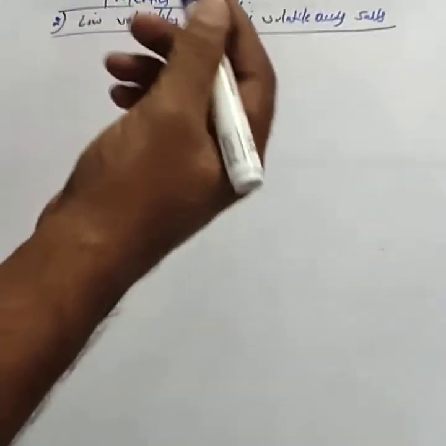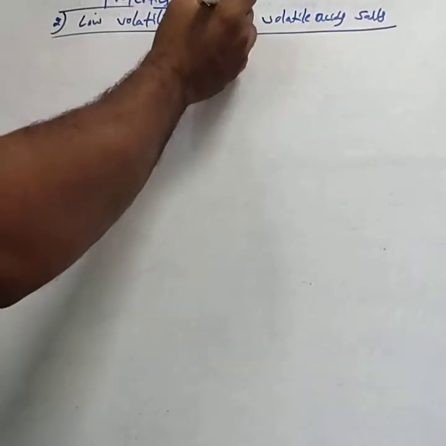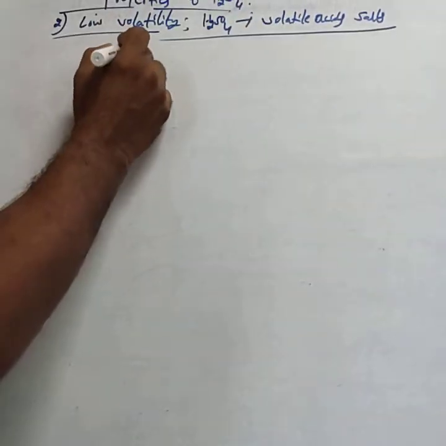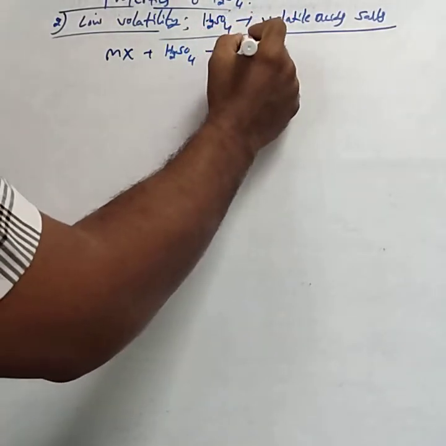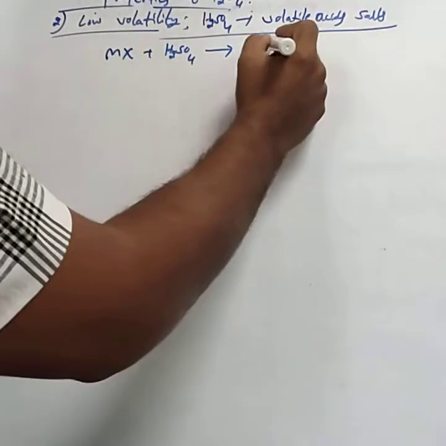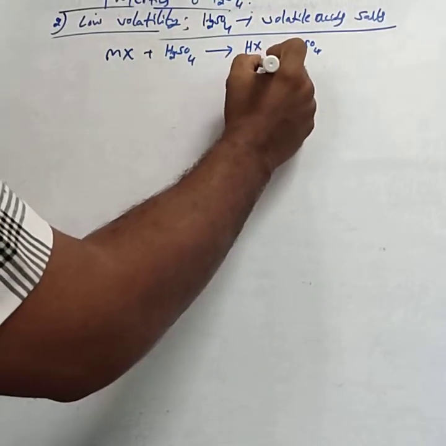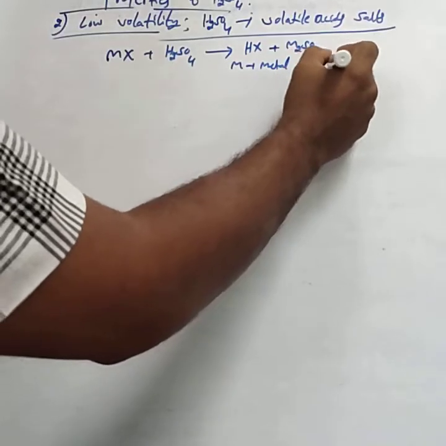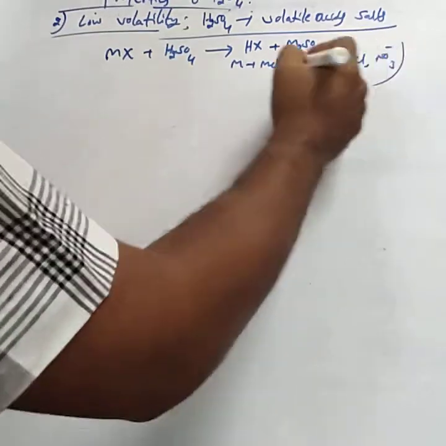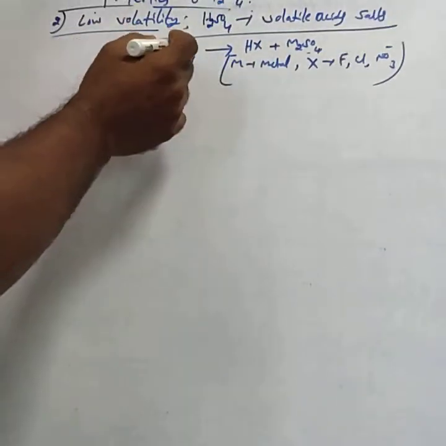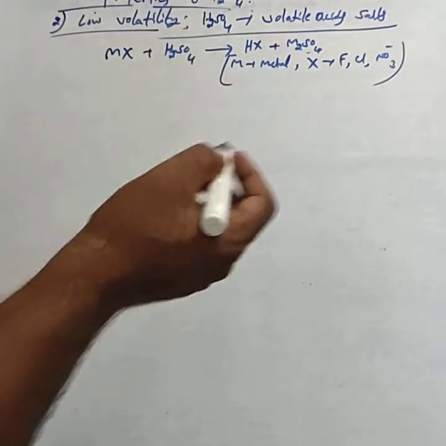Volatile means easily evaporating; they have a low boiling point. Sulfuric acid is less volatile, meaning it has a high boiling point. For example, take MX plus H2SO4. That forms HX and M2SO4. Here M is a metal and X may be fluorine, chlorine or NO3 minus. Because of its low volatility, sulfuric acid is used in the preparation of volatile acids.